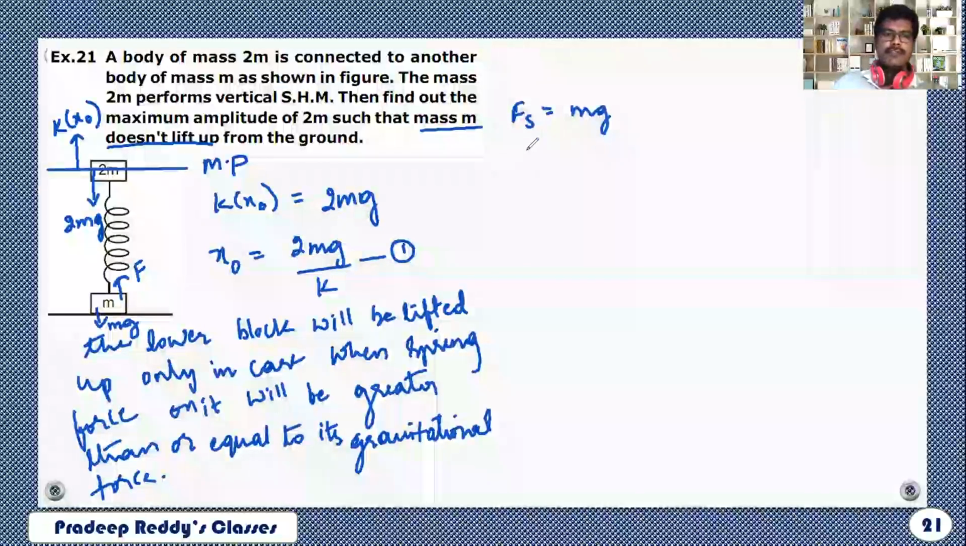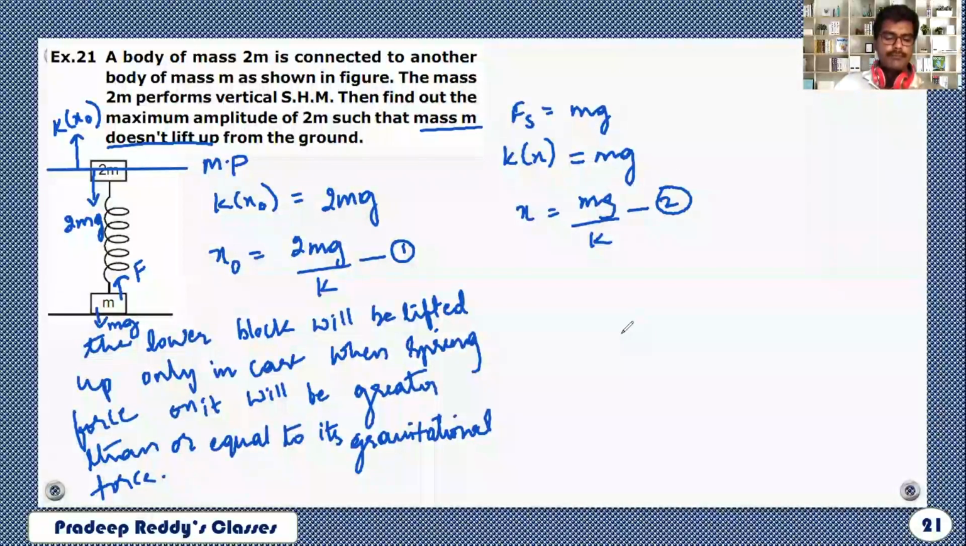So spring force, I can write it as kx, where x is the elongation observed in the spring, which is equal to mg. From here, x will be equal to mg divided by k. This is equation number 2. Right?